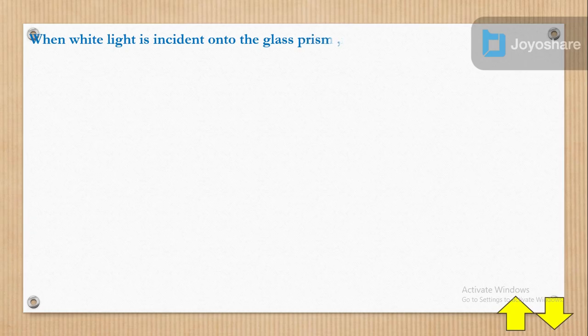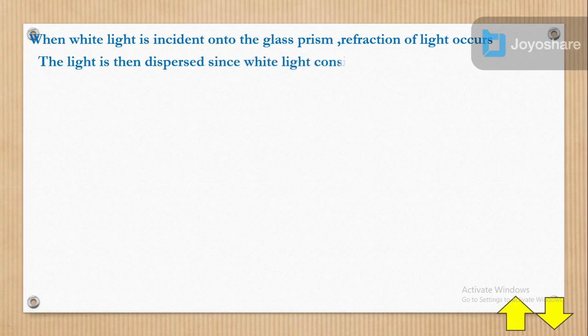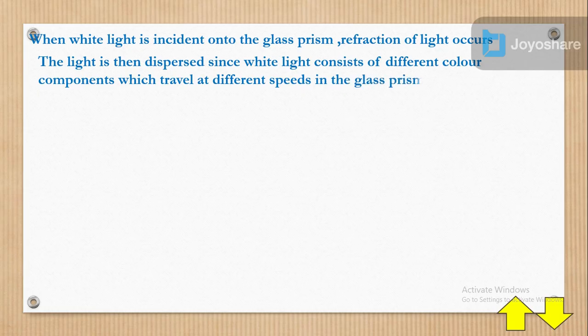Okay, now let's continue. So that has been part A successfully answered. Let's see which words come on next. Okay, now we're saying that when white light is incident onto the glass prism, refraction of light occurs. The light is then dispersed, since white light consists of different components which travel at different speeds in the glass prism.